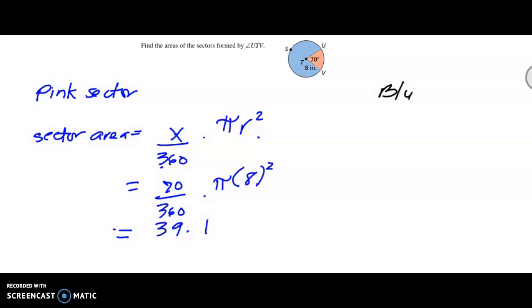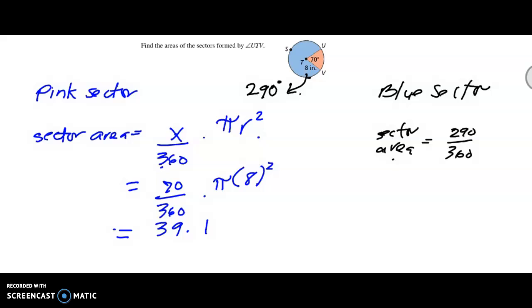Now to find the blue sector, we need to find the corresponding major arc. We can do that by subtracting 70 from 360. So that means the blue sector is equivalent to a major arc or angle of 290 degrees. So using the formula again, sector area is equal to 290 over 360 times pi. The radius is again 8, so pi times 8 squared.